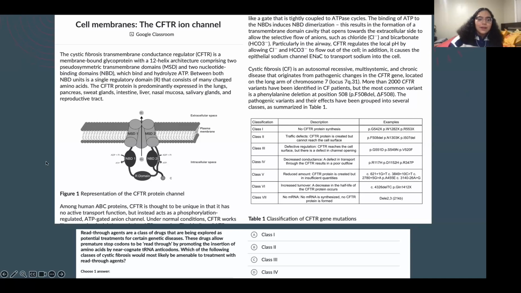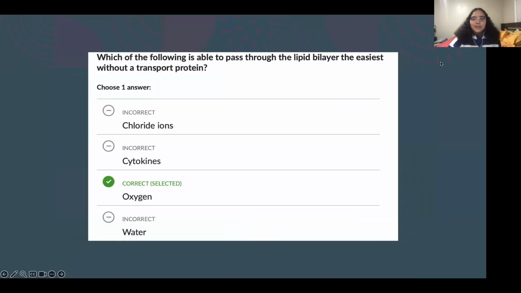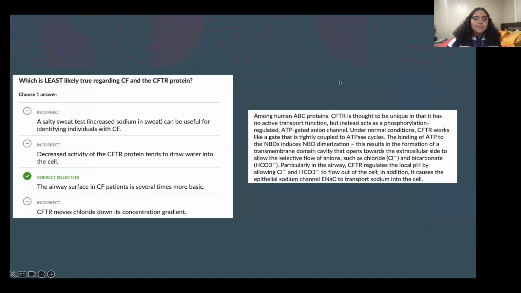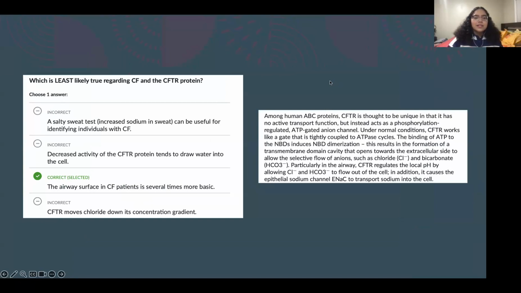So for the first one, this is just general knowledge about the lipid bilayer. As we said, ions cannot cross, and oxygen is small and nonpolar, so that would be the one that can be transported the easiest without a protein. In terms of this question, the least likely true is that the airway surface is basic.